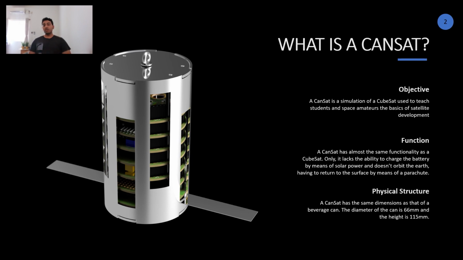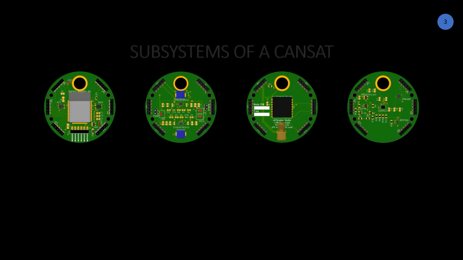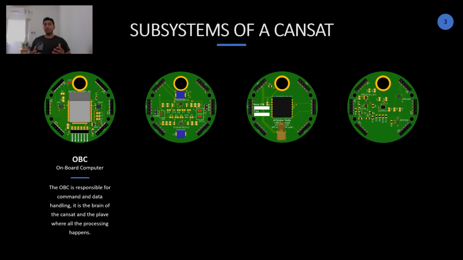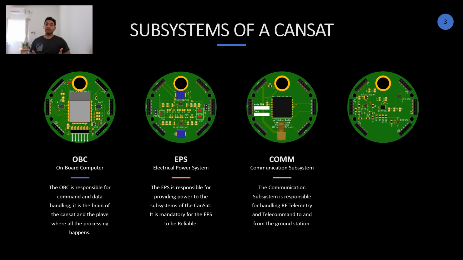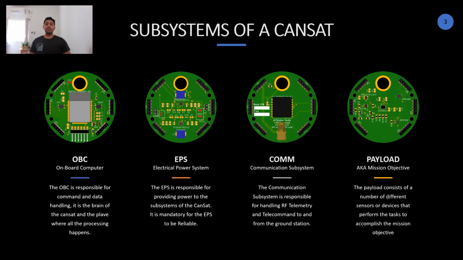Now, talking about the subsystems of the CANSAT, they include the onboard computer, the electronic power system, the communication system, and the payload. The onboard computer is the brain of the CANSAT. It is responsible for handling the data. It takes input from the sensors, processes the input, and possibly even stores it. Post this, it can also downlink the data to the ground. It sends commands to the communication module to send telemetry, and it can also handle telecommand from the ground station. It does all the processing. It's the command and data handling center for your CANSAT.